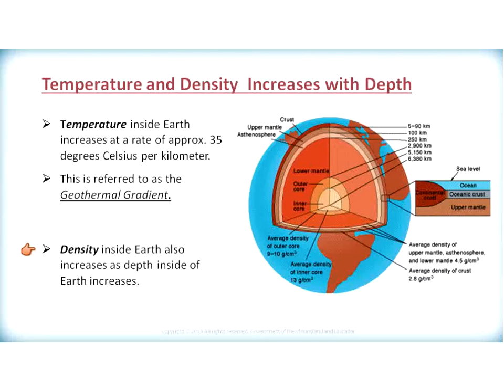Referring to our diagram, we can see that the average crustal density is approximately 2.8 grams per cubic centimeter. When we look at the mantle, which is located beneath the Moho, which separates the crust from the mantle, our density is approximately 4.5 grams per cubic centimeter. Moving to the outer core, which has a density of approximately 9 to 10 grams per cubic centimeter. And finally, the inner core, which has a density of approximately 13 grams per cubic centimeter.